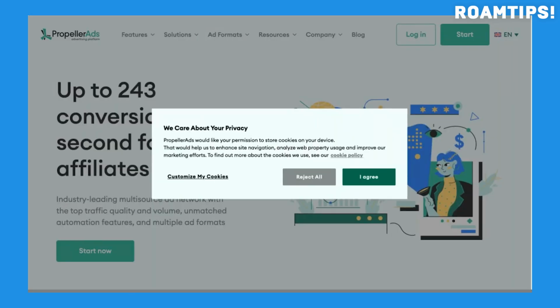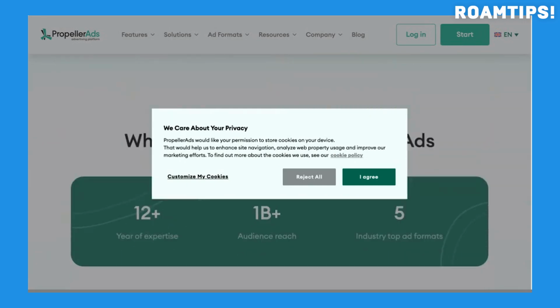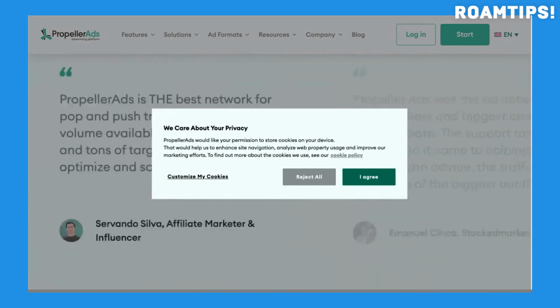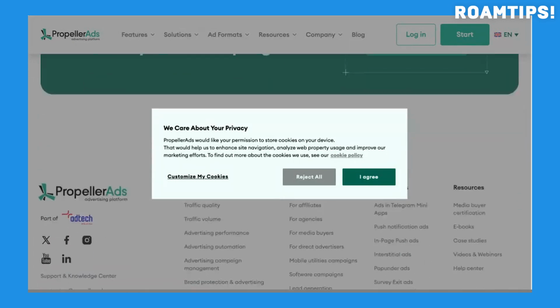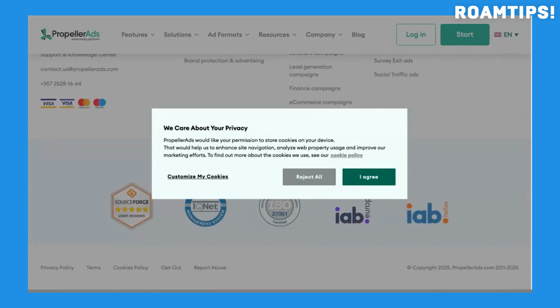Further research and testing are recommended to determine whether PropellerAds aligns with your specific advertising needs and goals. Before committing significant resources, it's always prudent to explore user reviews and case studies to gain a more comprehensive understanding of the platform's strengths and weaknesses. This overview provides a starting point for your research, encouraging a thorough evaluation before integrating PropellerAds into your advertising strategy.